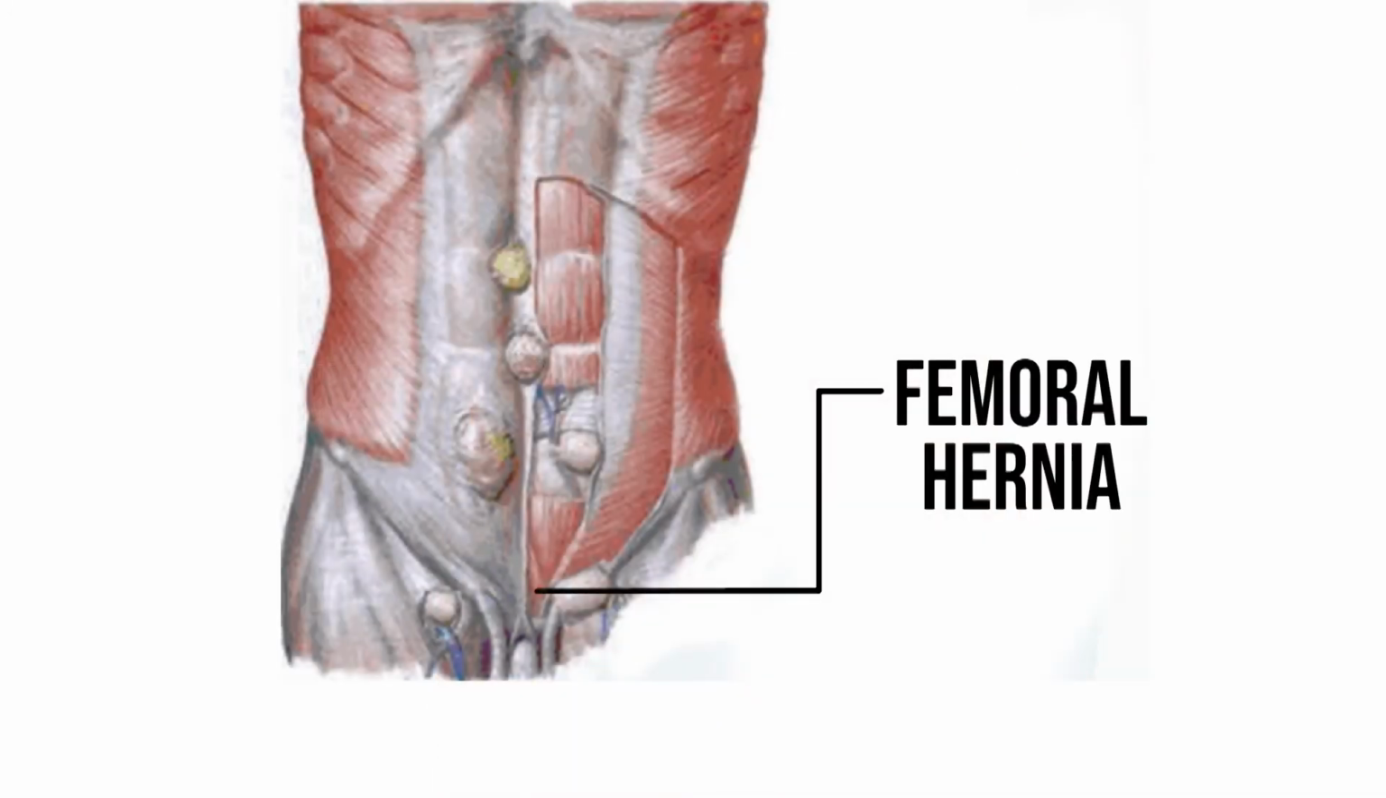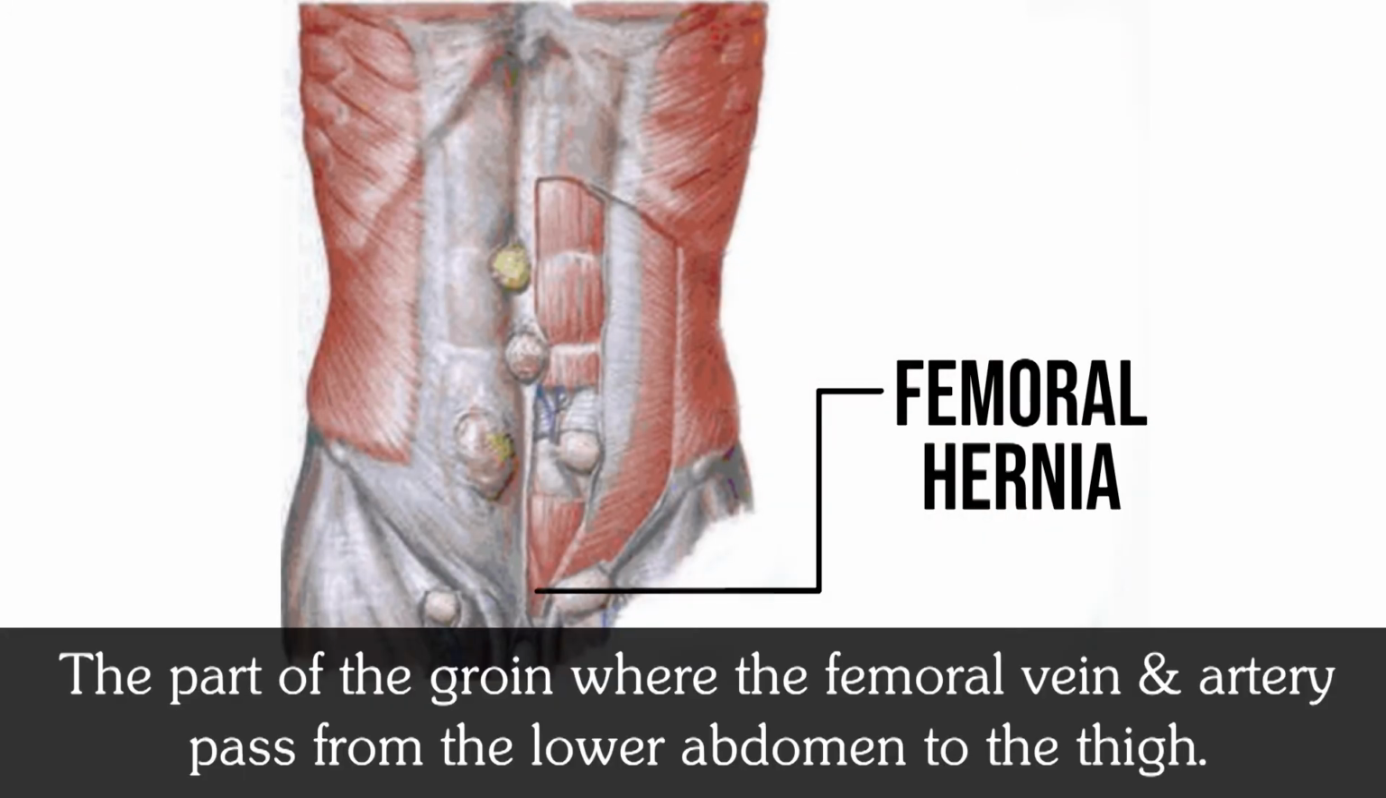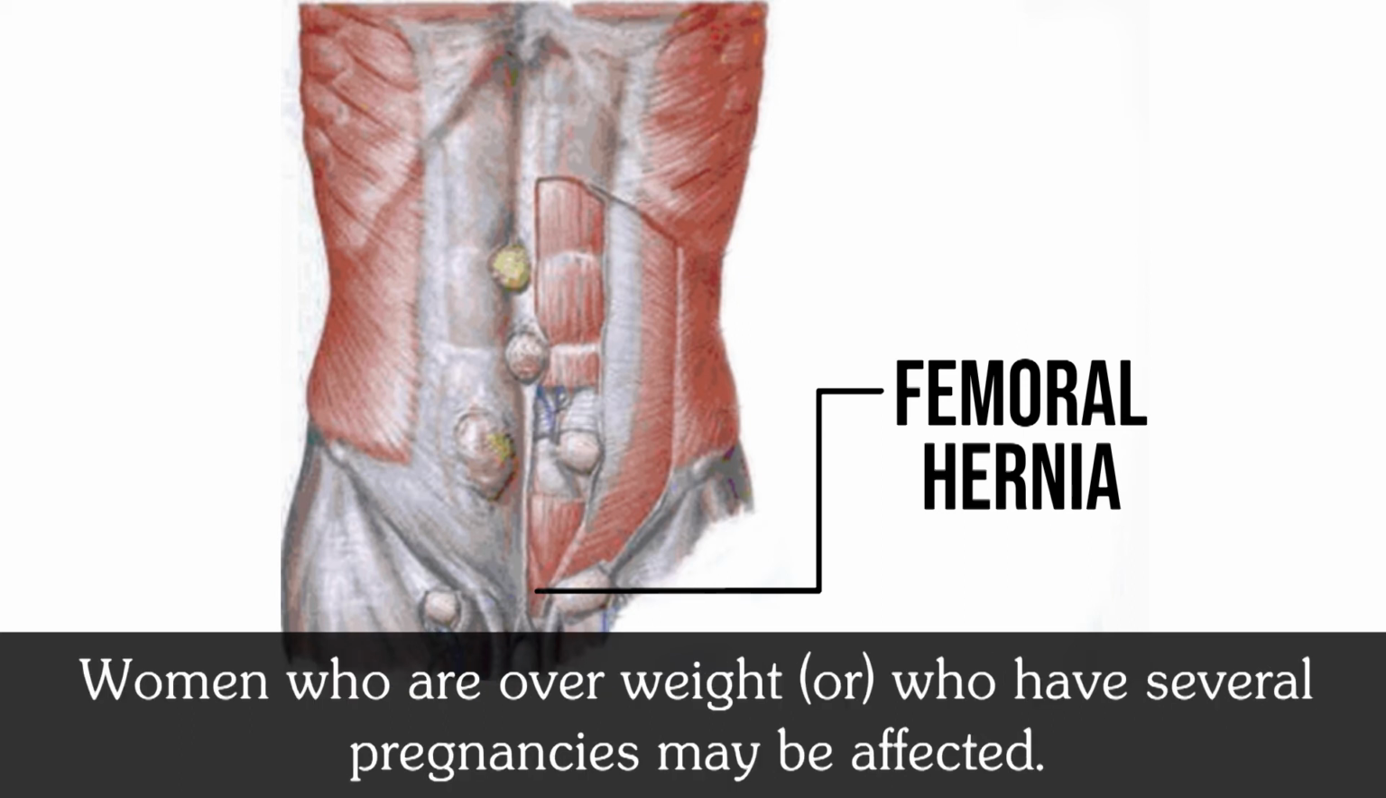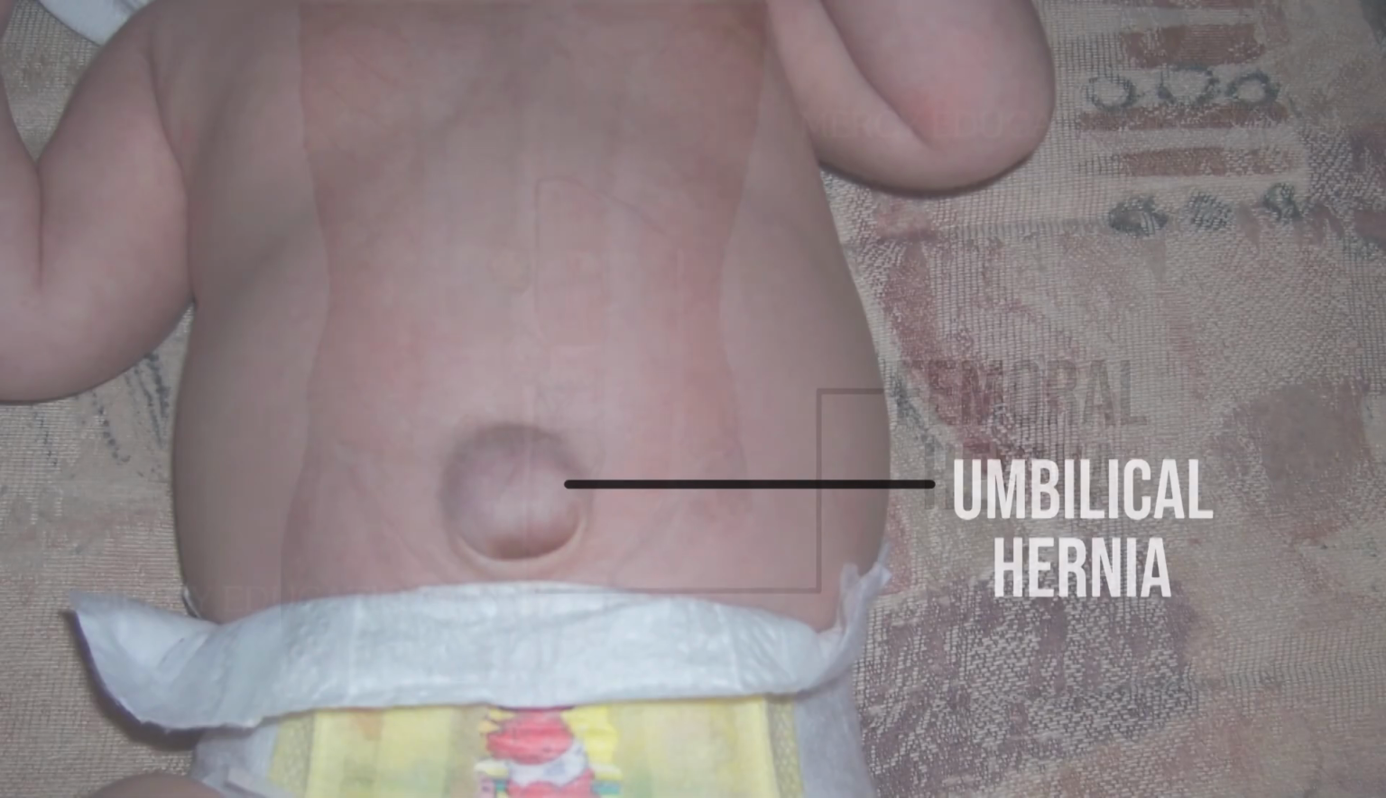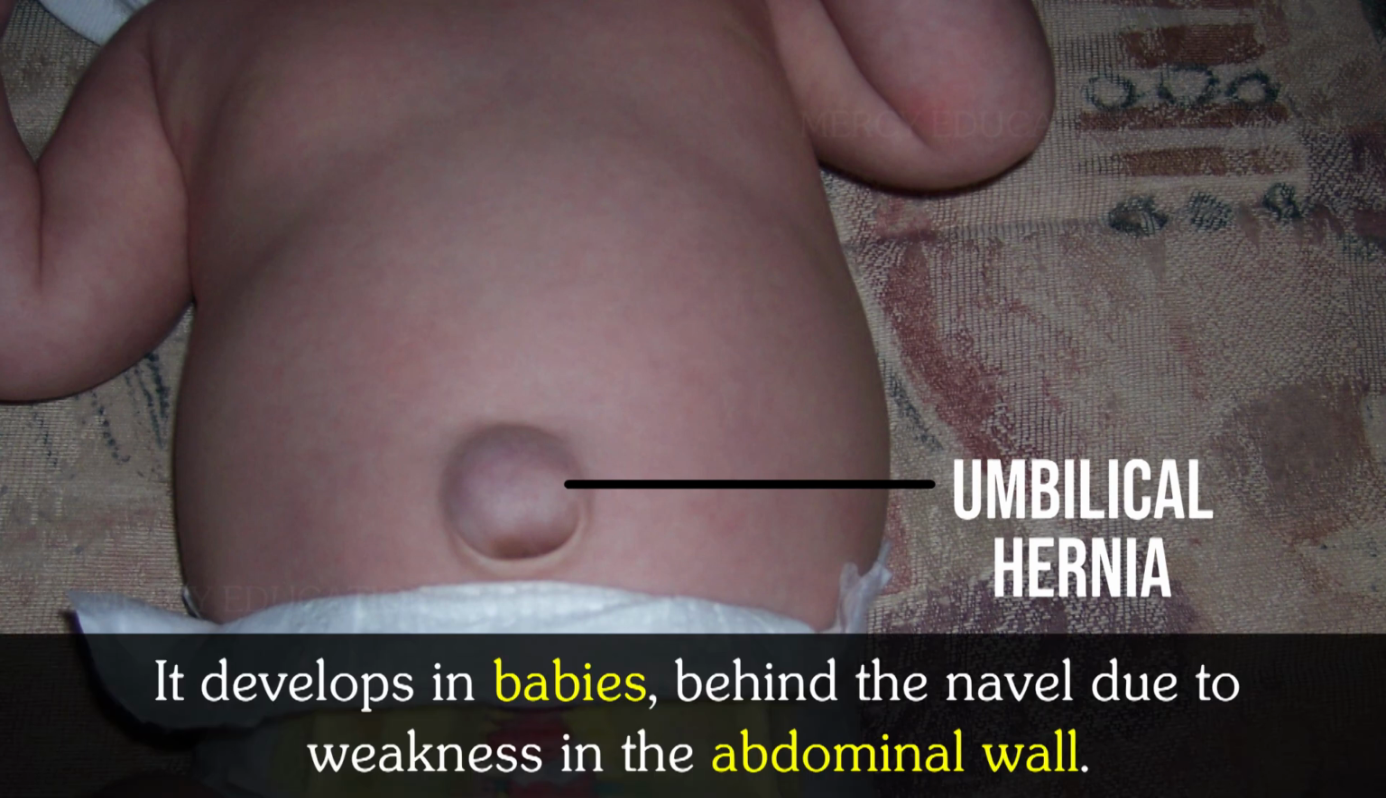Femoral hernia. It occurs in the part of the groin where the femoral vein and the artery pass from the lower abdomen to the thigh. Women who are overweight or who have had several pregnancies may be affected. Umbilical hernia. It develops in babies behind the navel due to the weakness in the abdominal wall.